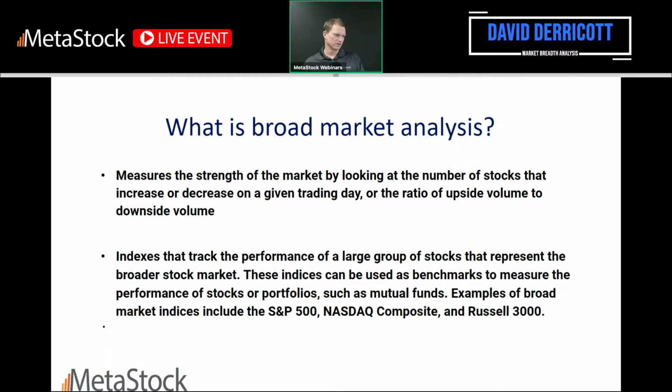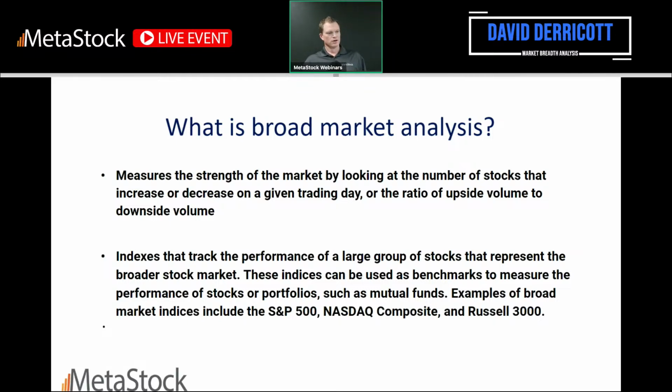I just took this off Investopedia. It measures the strength of the market by looking at the number of stocks that increase or decrease on a given day, or a ratio of upside volume to downside volume. Then you use different indices like the NASDAQ, the Russell, the Dow, and the S&P to track the performance of the overall market, which is why on the news stations you hear, well, the S&P did this, the Dow was up X amount of points or down X amount of points.